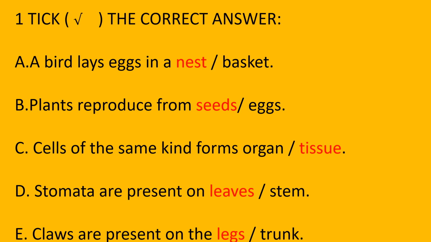Birds use their feet and claws to walk, hop and sit on the branches of the tree. They also help the birds to catch and hold their food. So the answer is legs. Claws are present on the legs.